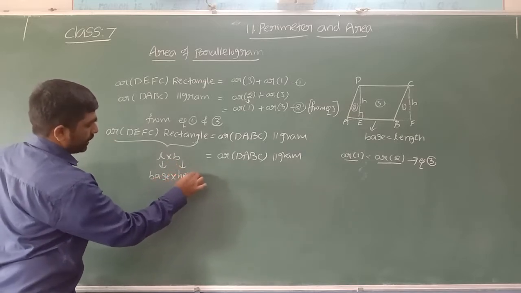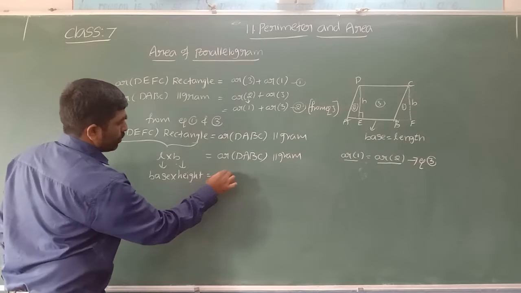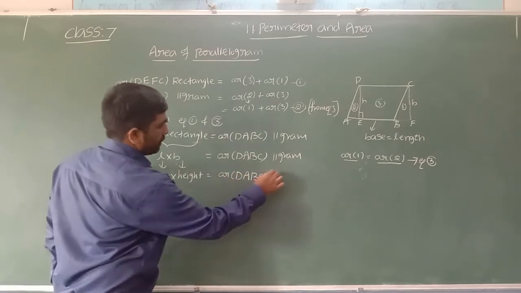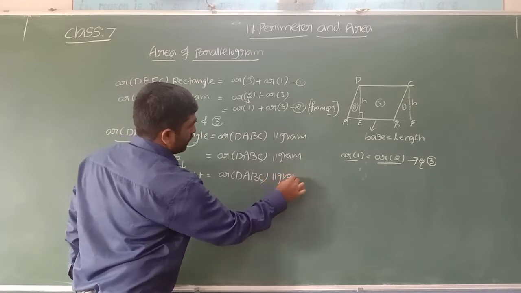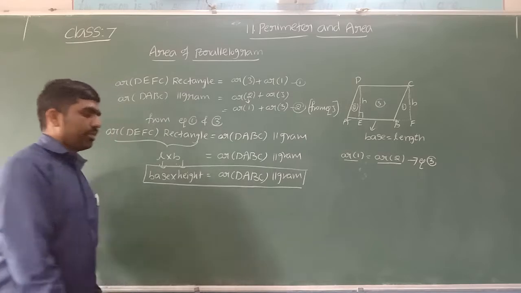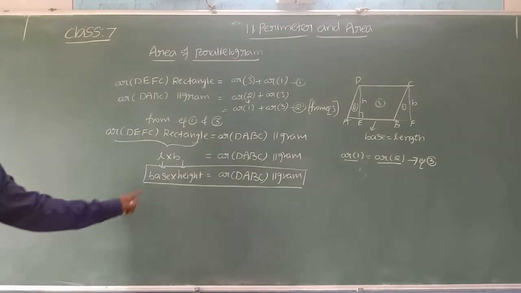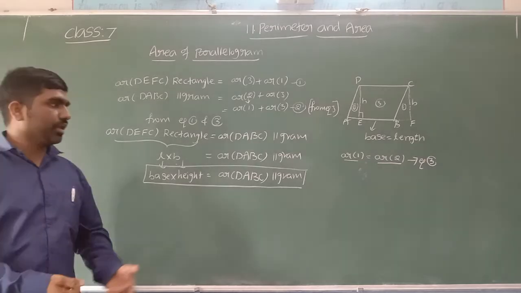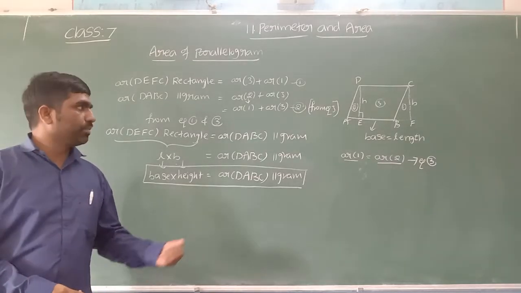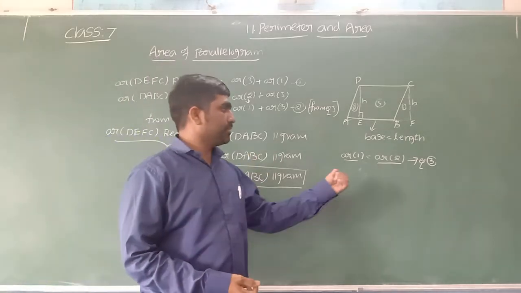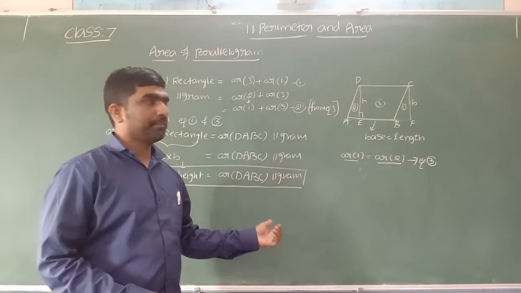Base into height is equal to what, beta? Area of DABC parallelogram. What is the formula we have to find the area of a parallelogram? Base into height. By using this, we can find the area of a parallelogram. Hope this one is clear to all. Easy, but with the help of the congruency concept, I did this process.